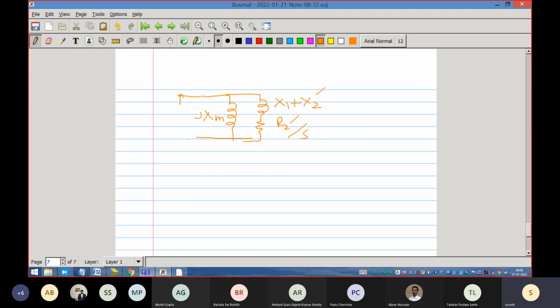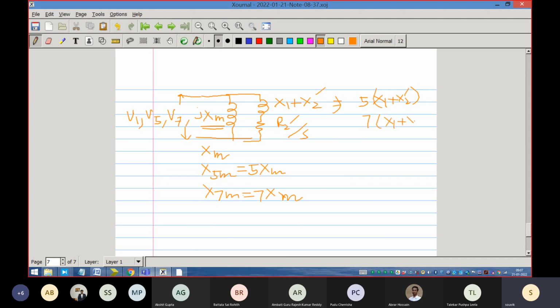And if you give a harmonic voltage here, you are giving V1, not only V1, you are giving V5, you are giving V7, etc. So what is the change? The change is that this XM is there, but technically speaking, X5M is 5 times XM, and X7M means 7 times XM. Here also, X1 and then 5 times X1 plus X2 dash, and then 7 times X1 plus X2 dash.